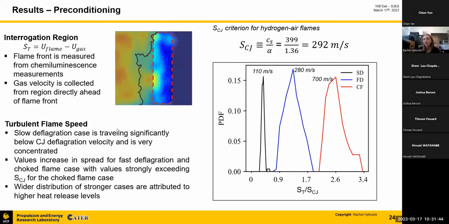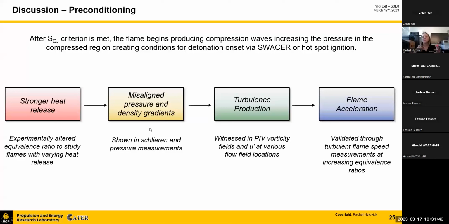And then going on to a discussion, as a whole thought, we were able to experimentally alter the equivalence ratio to study flame-sparing heat release. In the flames with stronger heat release, we were able to see misaligned pressure and density gradients, and that's shown at the beginning. Through that, we see higher PIV vorticity fields and higher u prime, which would be attributed to turbulence production. And then finally, in the end, we see flame acceleration from this increased turbulence production.